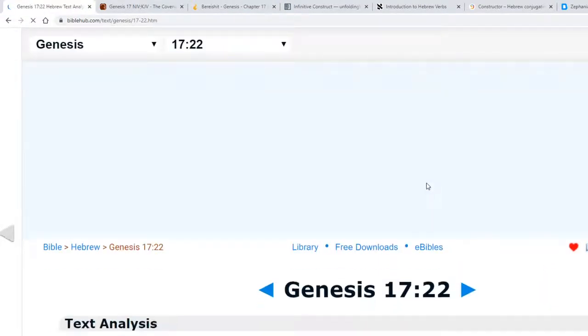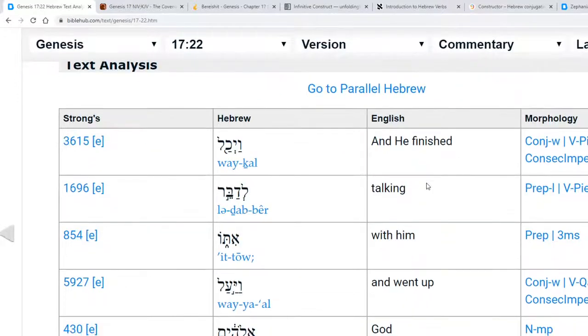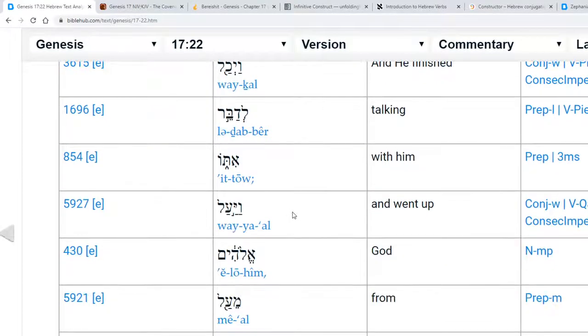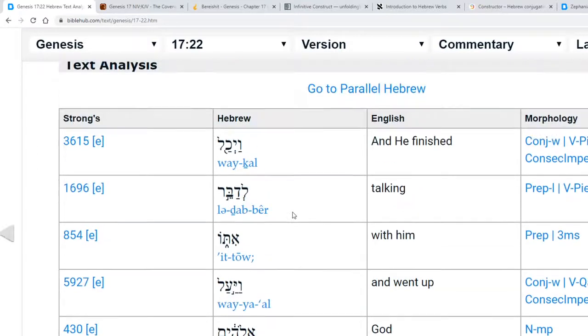Verse 22. Vaychal ledaber ito, vayal Elokim me'al Abraham. So Vayichal shows up in Genesis 1 in a very similar way. It means to complete, right? It's the same. It's an interesting verb here, Vayichal.